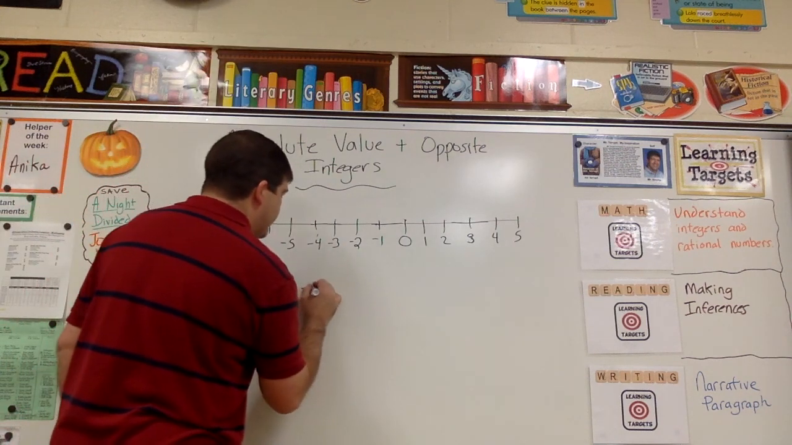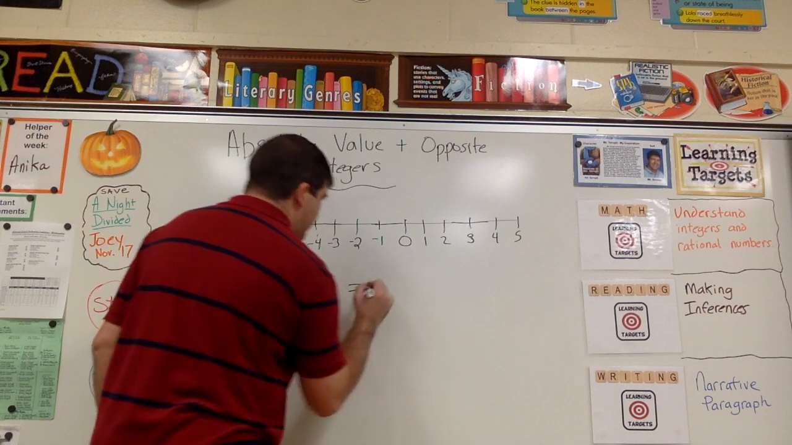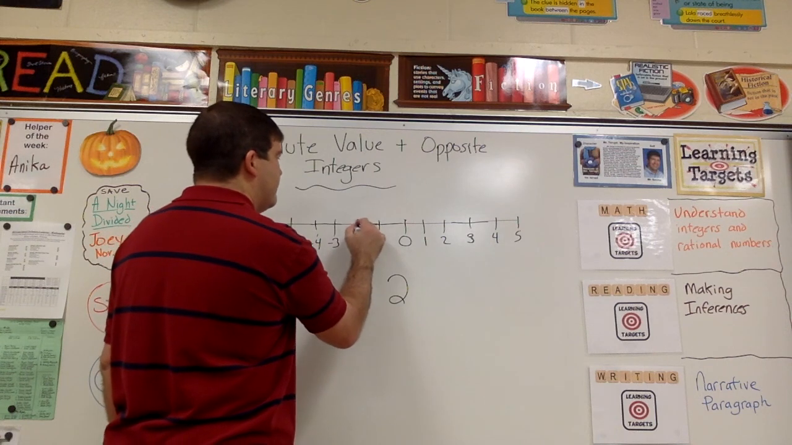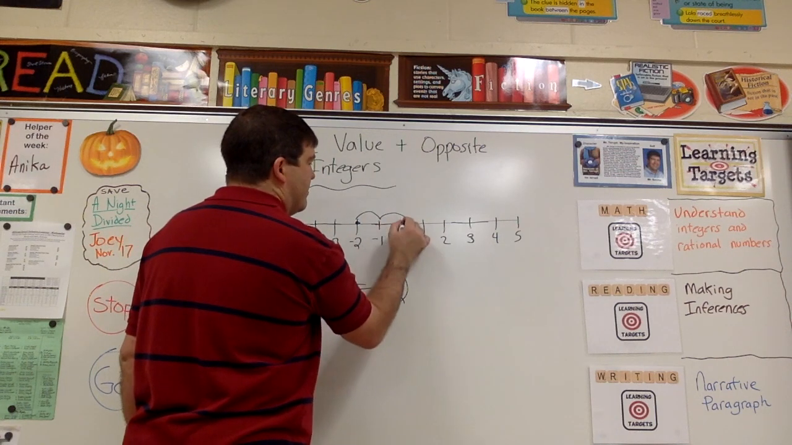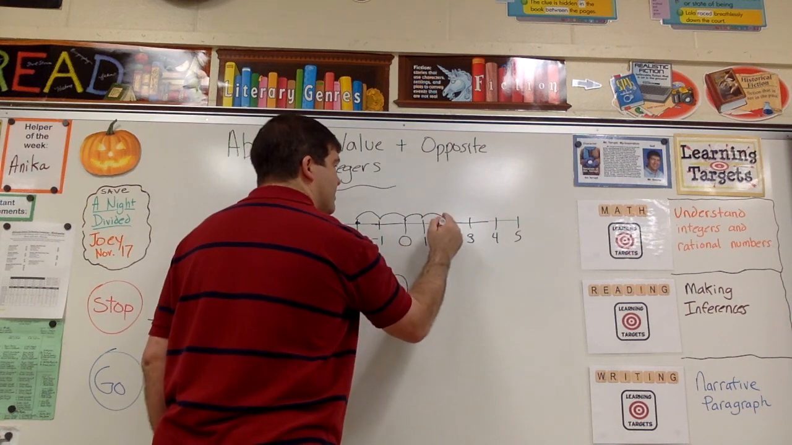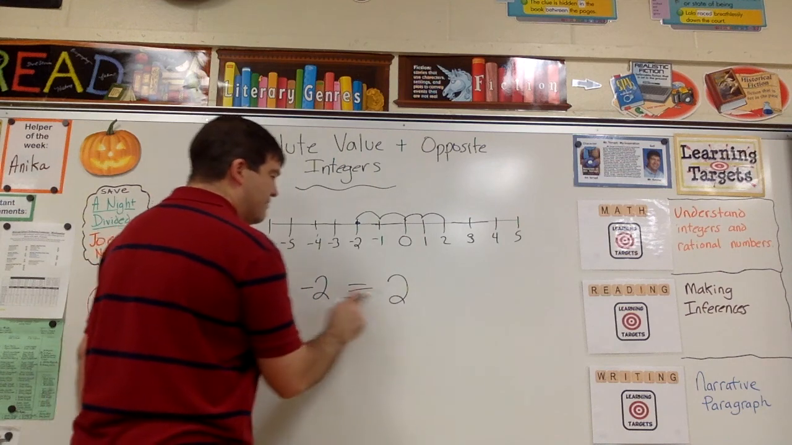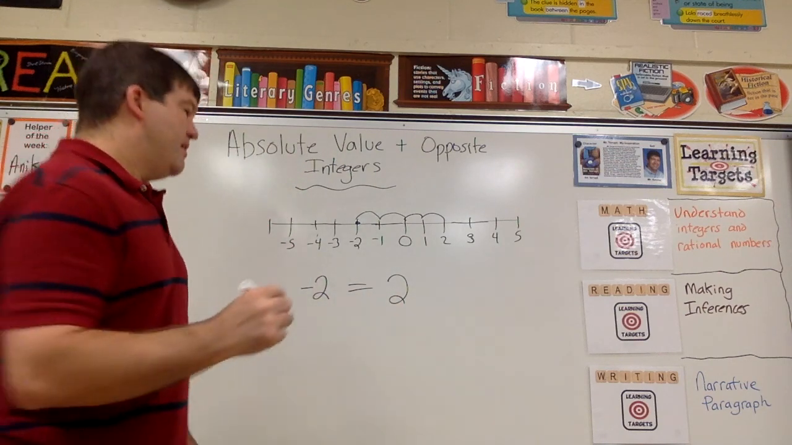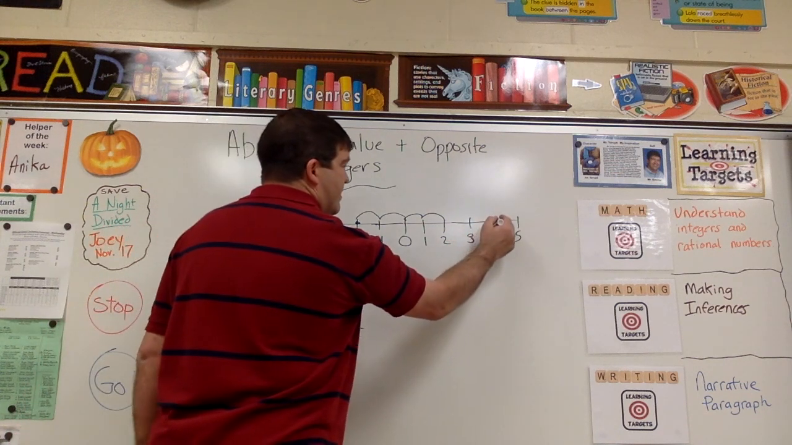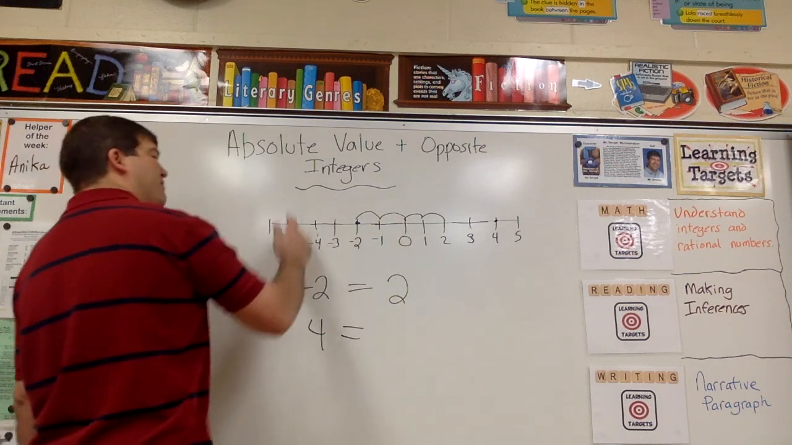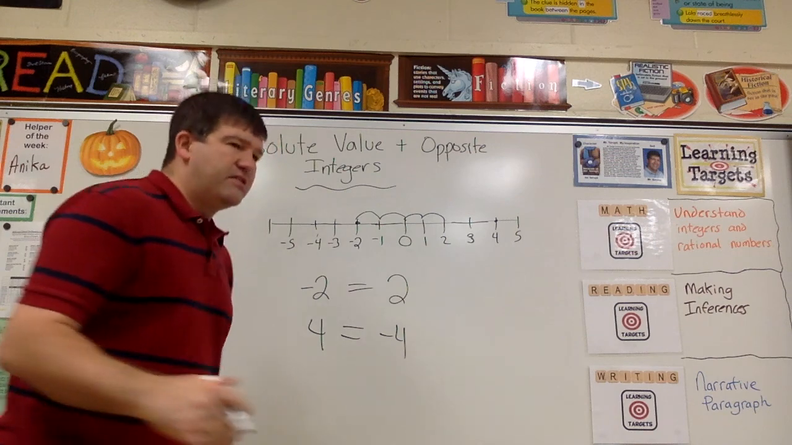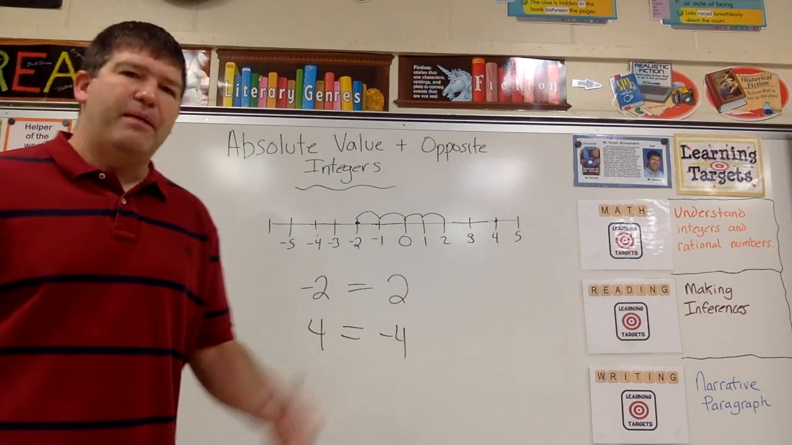Now opposite. So if I have the integer -2, the opposite of that is 2. Because from -2, the absolute value is 2, 1, 2. And so I want to go the opposite way, 1, 2. The absolute value of that is 2. So -2 and 2. If I have the opposite of 4, 4 is over here. I'm going the other way. I go 4 here, then 4 here. -4. Opposite. Pretty basic. It's just whatever the positive and the negative, it's the opposite.